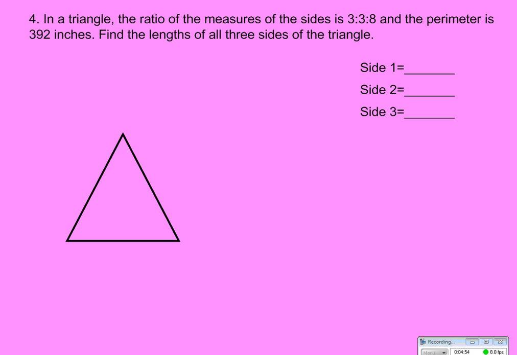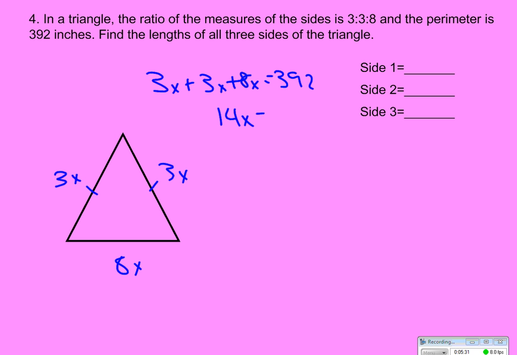So in a triangle, the measure of the sides is 3, 3, 8 and the perimeter is 392. Find the length of all three sides of the triangle. So same kind of idea, although 3, 3, 8 indicates that this would be an isosceles triangle. All right, but it's going to be the same kind of idea. All of this is a ratio, and they're all going to add up to 392 inches. All right, so there's a common number. I'm multiplying it by 3 twice, and I'm multiplying it by 8 once, and it's going to add up to 392. So that's going to be 14x equals 392.